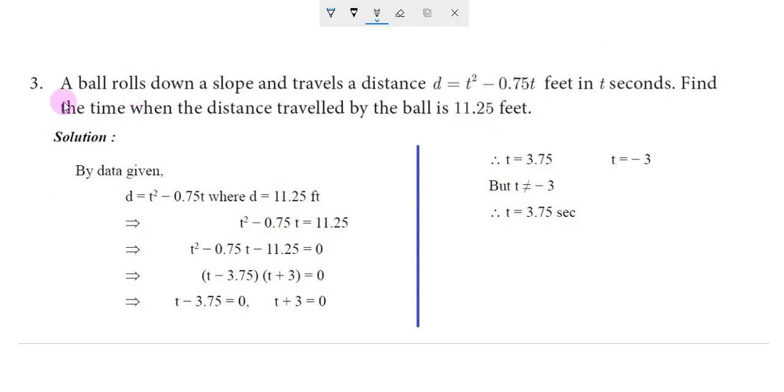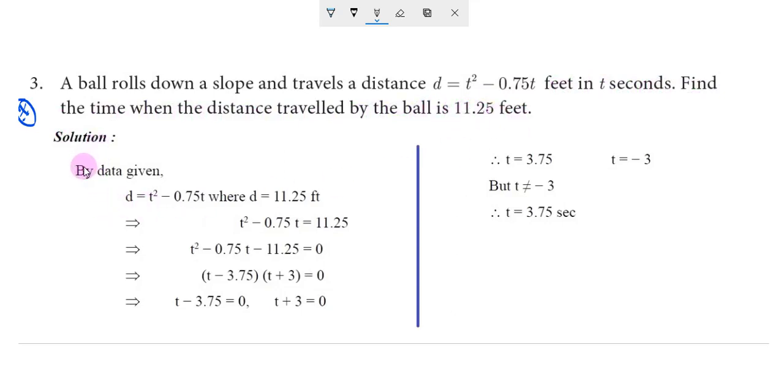Okay, now is the last sum. It is a very important sum. A ball rolls down a slope and it travels a distance d equal to t square minus 0.75 t feet in t seconds. Find the time when the distance traveled by the ball is 11.25 feet.